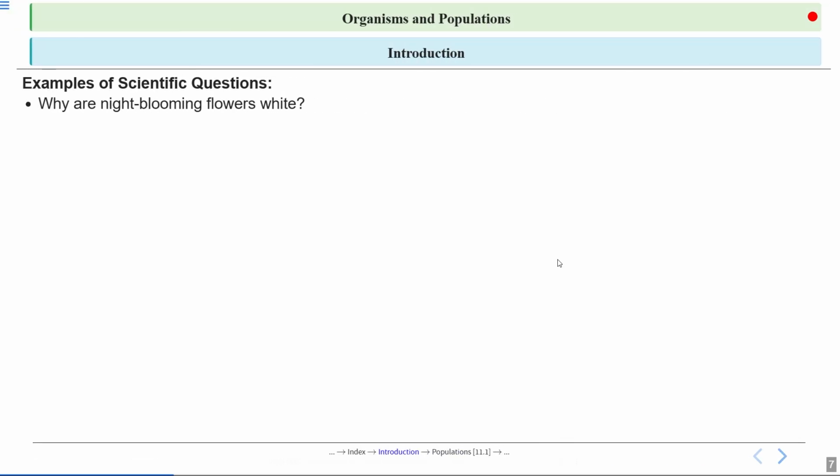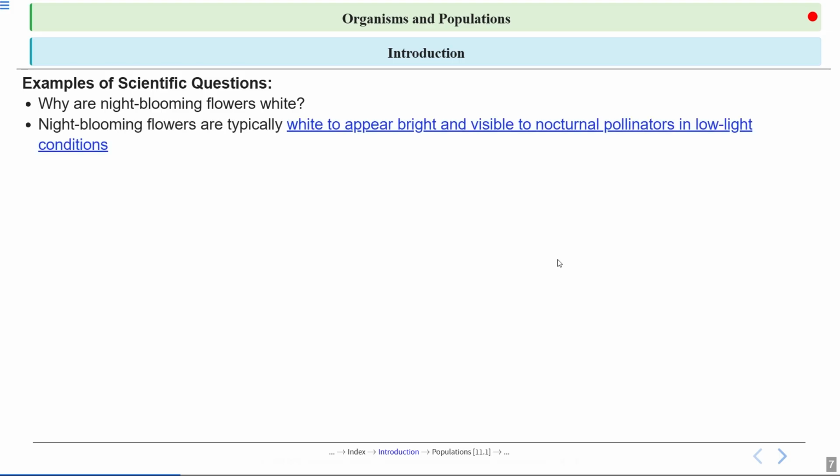Now, what are some examples of these scientific questions? First is why are night blooming flowers white? Again, they can be how type questions and why type questions. Clear? So why do you think these flowers are often white? This is a great example of how organisms adapt to their surroundings.